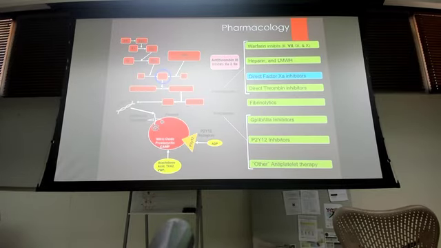Moving on down the chain, now we're going into the direct factor Xa inhibitors after we take a 10-minute break.